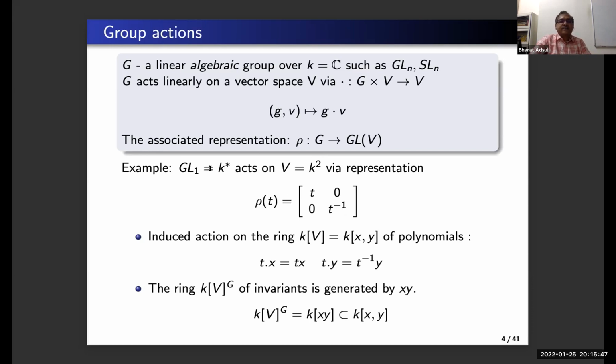So I have this action of GL_1 on this two-dimensional vector space, and therefore I have the associated action on the polynomial functions on this vector space. I'll write x and y as the coordinate functions, and then the GL_1 action on V induces this action on this ring, namely the polynomial x is sent to the polynomial tx by the group element t, and the polynomial y is sent to the polynomial t inverse y. As you can clearly see, the polynomial xy is an invariant, and in fact every invariant is a polynomial in this invariant xy. So the ring of invariants is generated by this single polynomial xy.